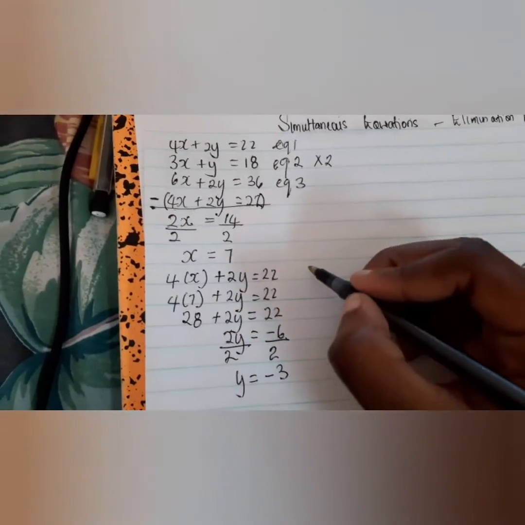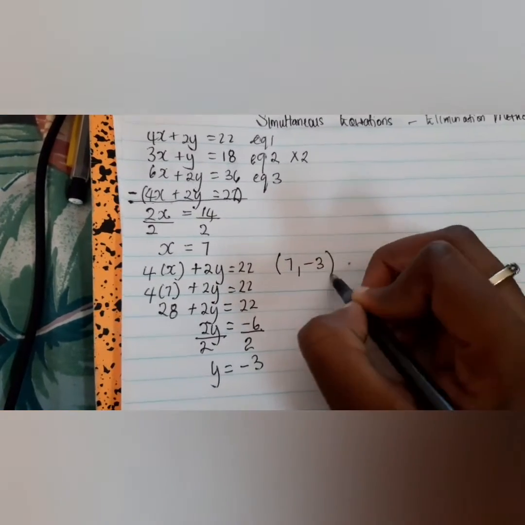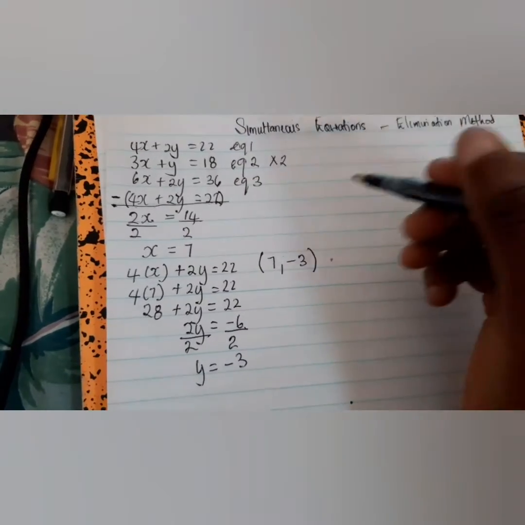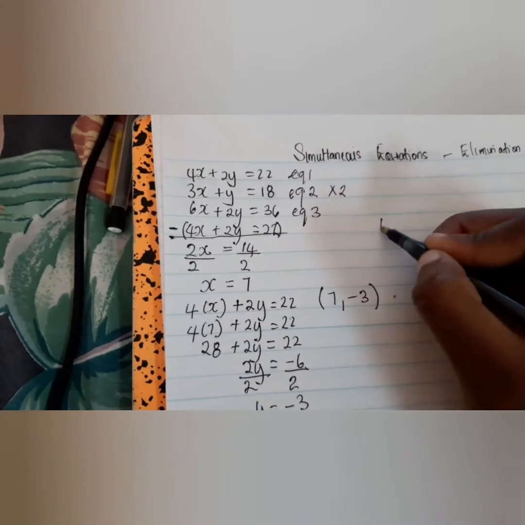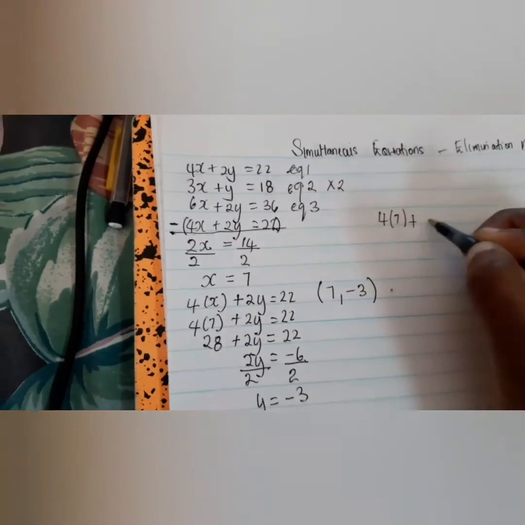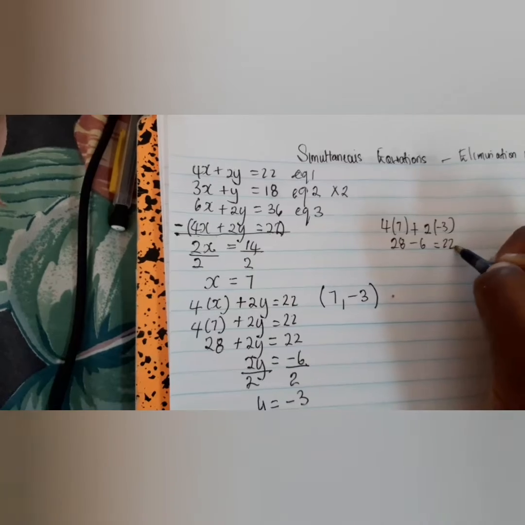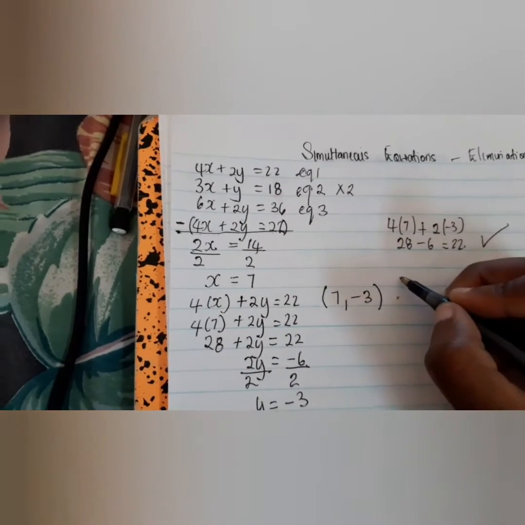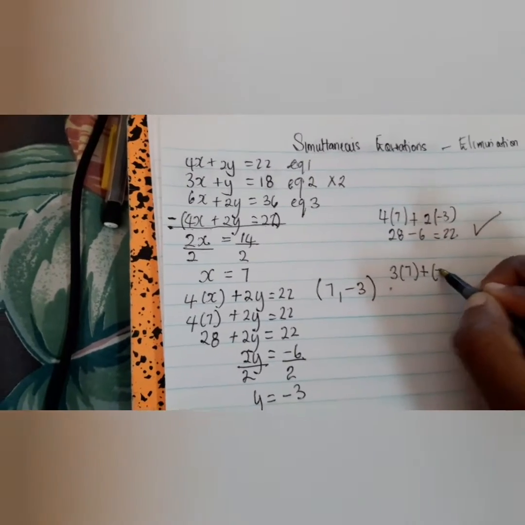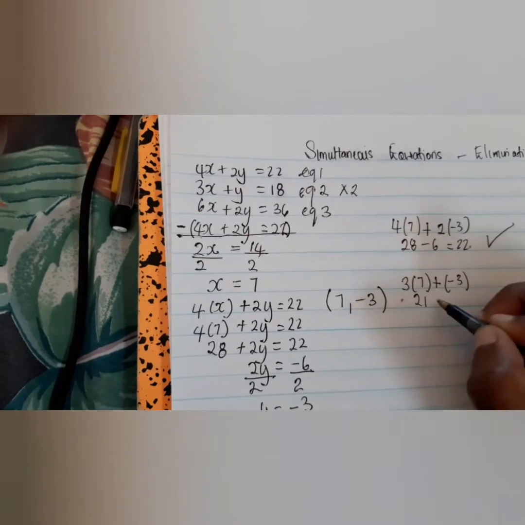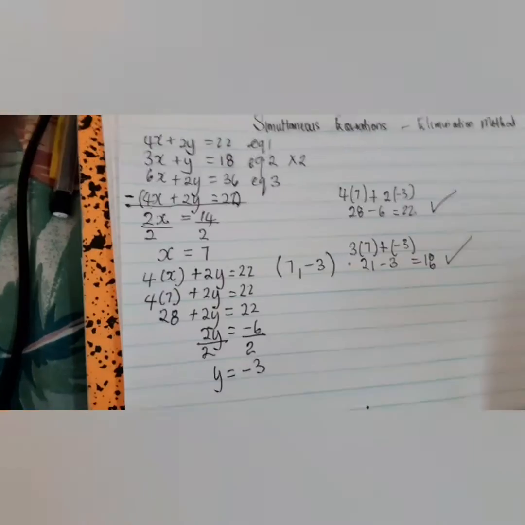So we have a unique solution as x only has one value, and y has only one value, which is minus 3. Now we can check to see if this is correct. We're going to substitute our x values and our y values. So here we have 4 by 7 plus 2 by minus 3, so 28 minus 6. There we get our 22. So we see that it's correct. And again, we have 3 by 7 plus minus 3. So that is 21 minus 3, and we have 18. So we can see that our solution is correct.